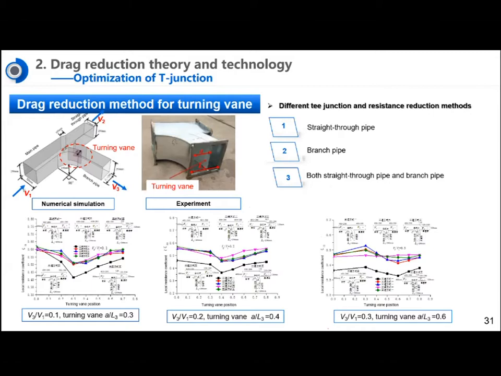Here are different T-junctions and drag reduction methods. The first, on our left, is the straight-through direction. On our right is the branch direction. We can find the straight-through bypass, branch bypass, and both can reduce the drag, by the different shapes or different arc surfaces.